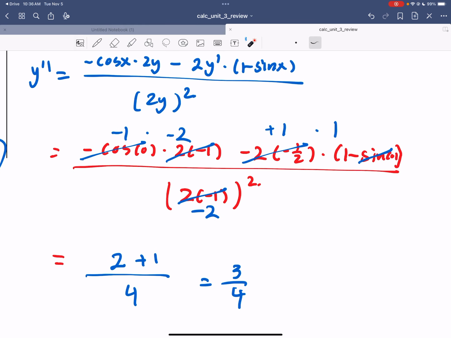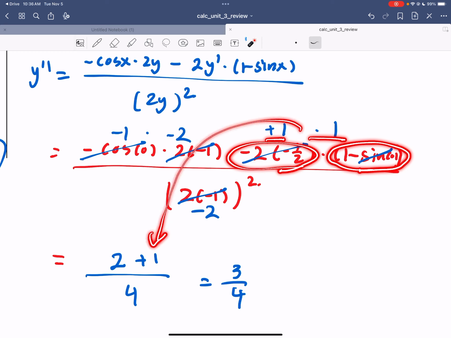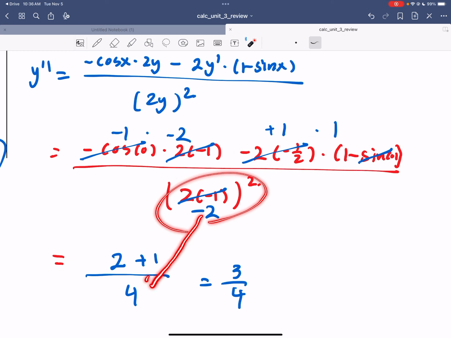If you don't know how I did it here, that's -1. And this is -2, right? So -1 times -2, you get positive 2. I wrote it here first. This is positive 1. This one, you also get positive 1. And positive 1 times positive 1 is positive 1. So I put it right here. And obviously, this one is easy. And 2 plus 1 is 3.